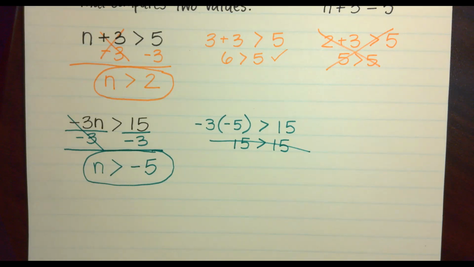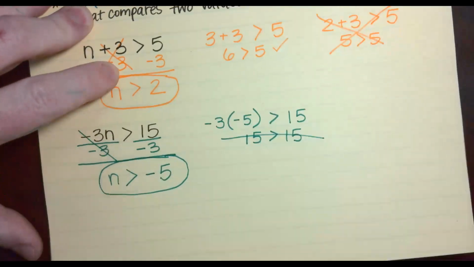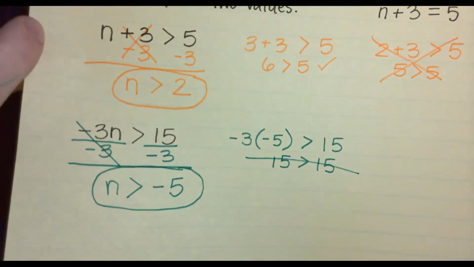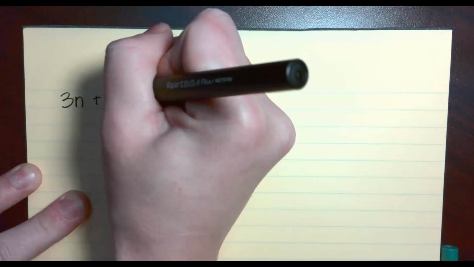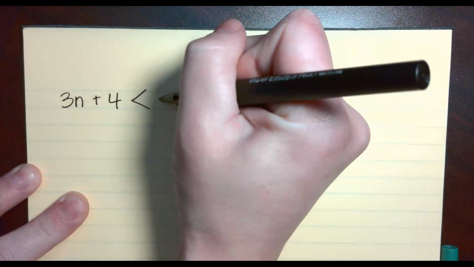Okay. Let's do a couple more. Anybody still need that? All right. I would like you to solve this one with me. Let's do 3. Get that where you can see it. 3n plus 4 is less than 10.